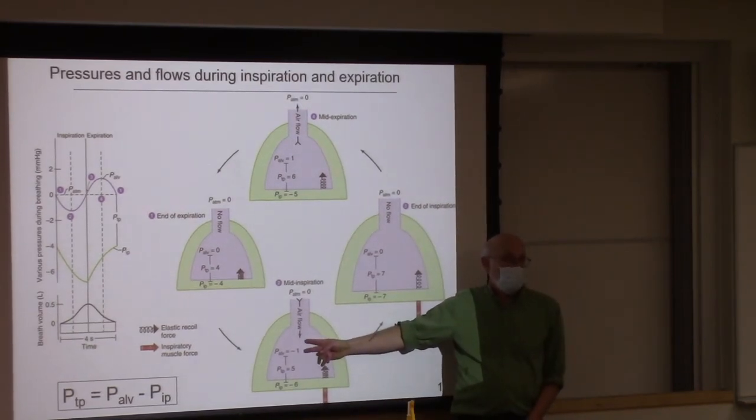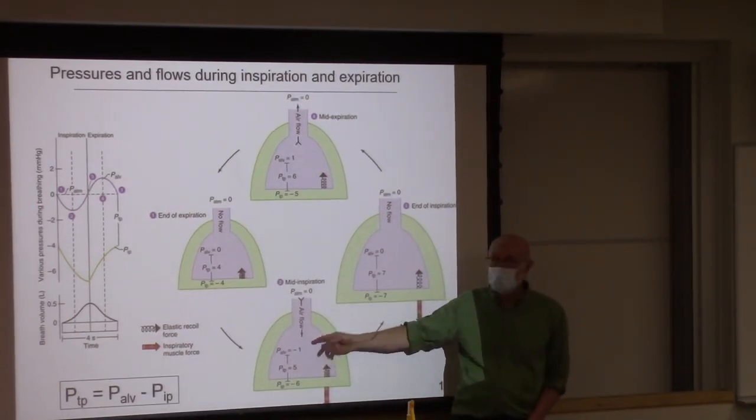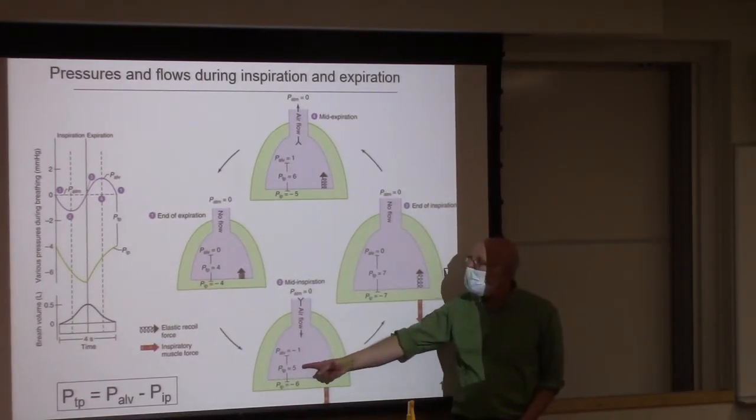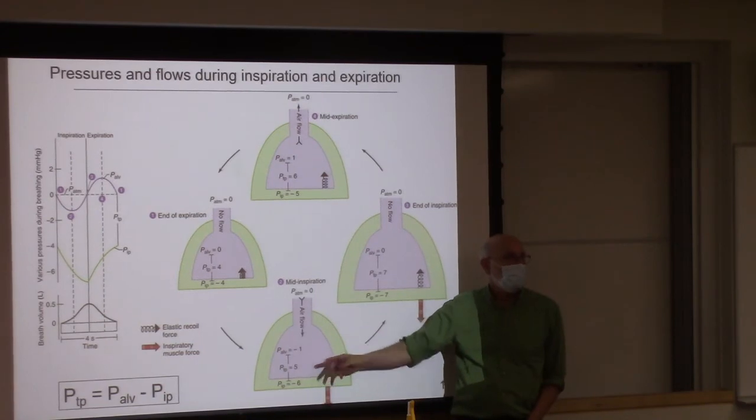Alveolar pressure becomes negative. Air flows in. Transpulmonary pressure actually becomes more positive, but that's not the key thing.